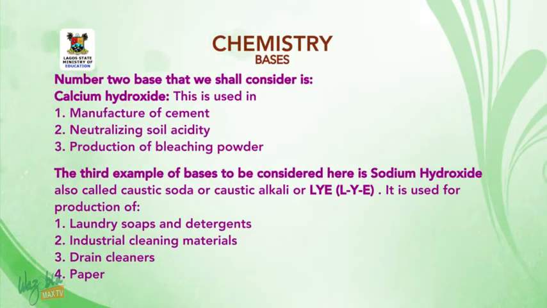Number 2 base that we shall consider is calcium hydroxide. This is used in 1, manufacture of cement, 2, neutralizing soil acidity, and 3, production of bleaching powder.